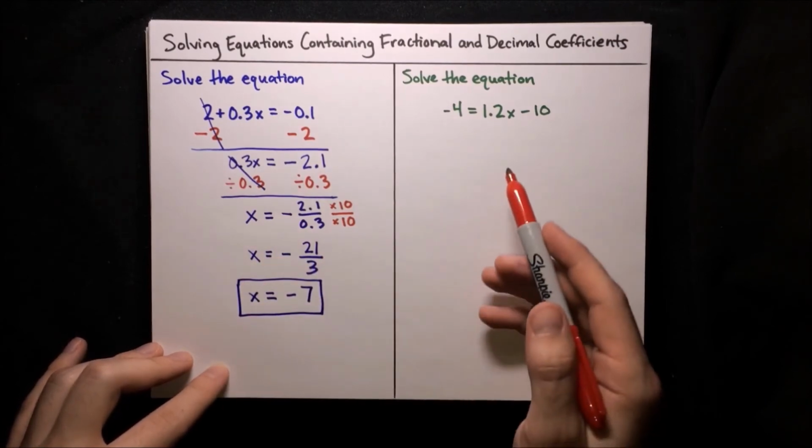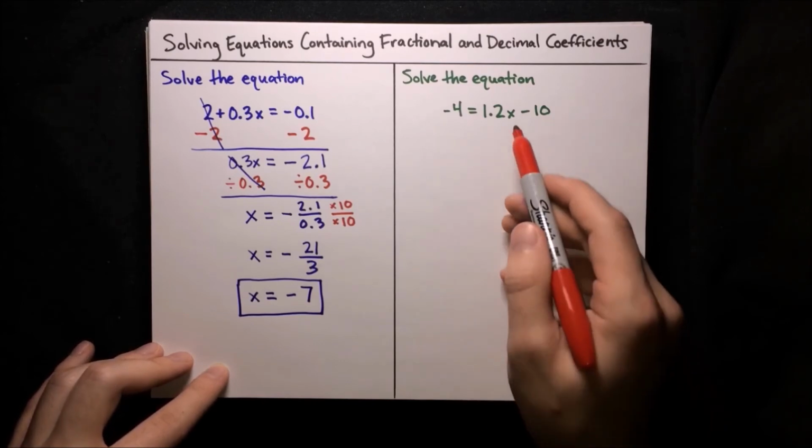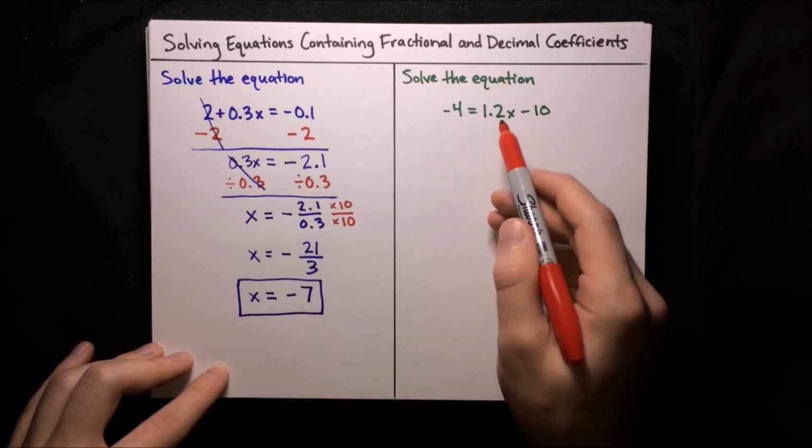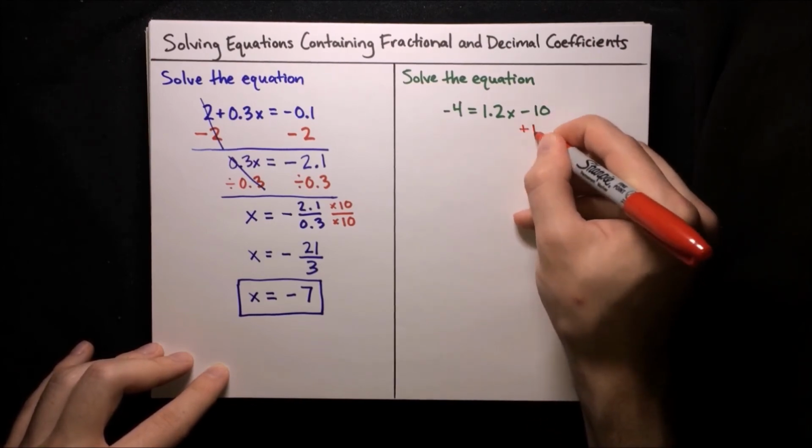On to the second question. We want to solve the equation negative 4 equals 1.2x minus 10. Again, we'll start off using the addition principle. We want to cancel out that minus 10 so that we can get this 1.2x alone. So we'll just go ahead and add 10 to both sides.